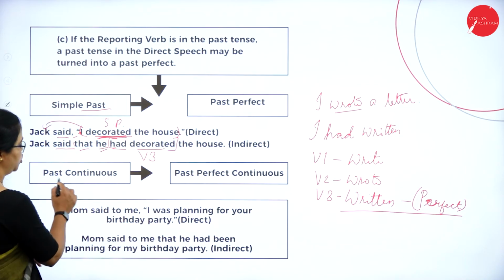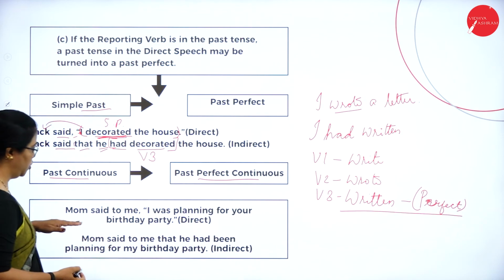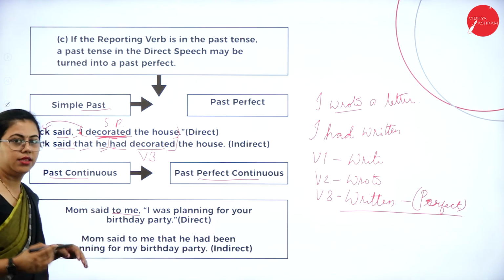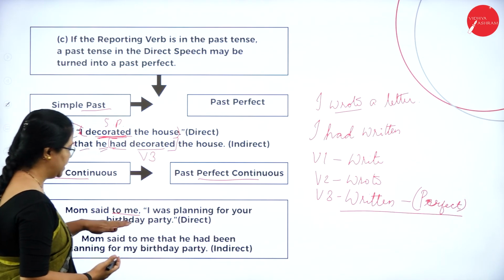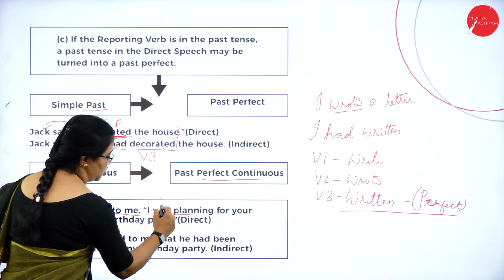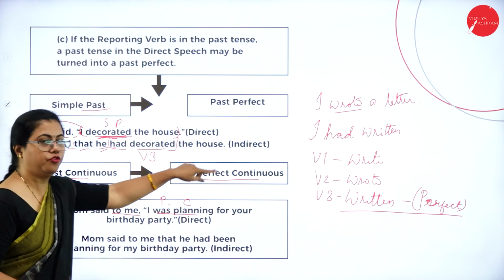Let us now move on to past continuous. It will change to past perfect continuous. How do you do it? Mom said to me. So this "to me" is an extra thing. That is, there is another speaker also, but that's fine. You can include it as it is. I was planning. So this is past continuous. So this will change to past perfect continuous.